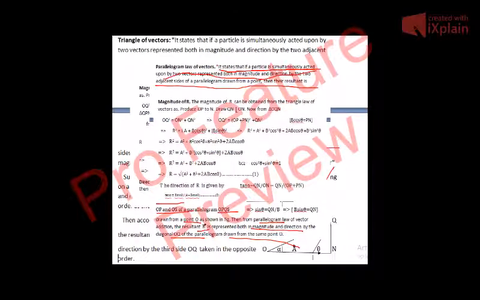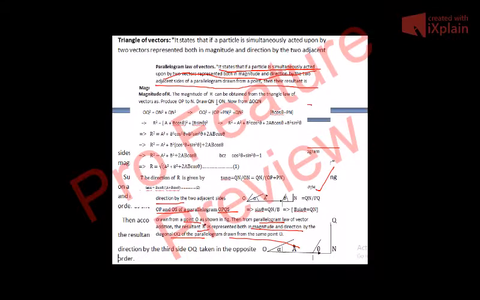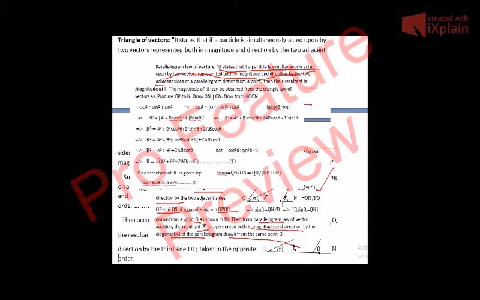Now again we will take the magnitude of R, the magnitude of the resultant vector. The magnitude of R can be obtained from the triangle of vectors. Produce OP to N. Draw QN perpendicular to ON. Now from triangle OQN, OQ square is equal to ON square plus QN square. This implies OQ square is equal to OP plus PN, because ON is equal to OP plus PN. You can see it from the triangle. So OQ square is equal to the whole square of OP plus PN, plus QN square.